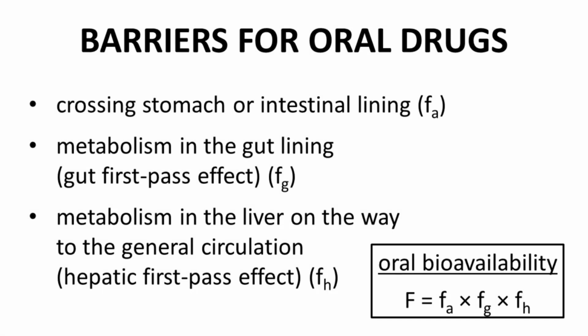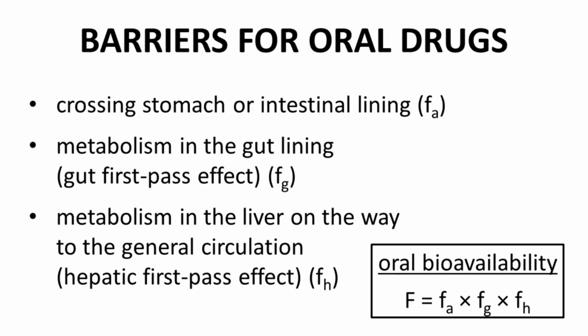Unlike intravenous drugs, oral drugs are not injected directly into the general circulation. Oral drugs face many barriers before reaching the general circulation. Absorption by crossing the lining of the stomach or intestines may be incomplete. The fraction of drug crossing the lining is called Fa.